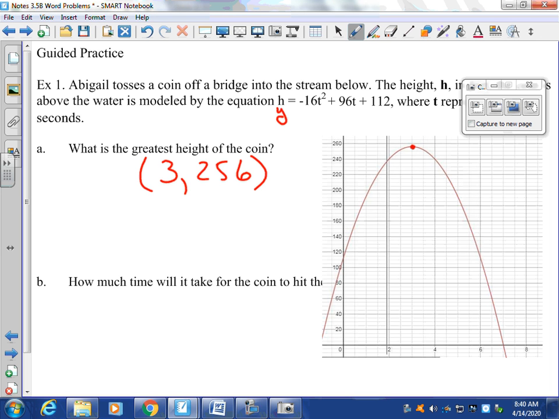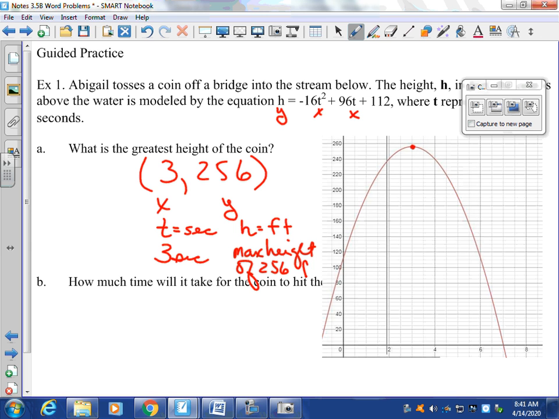Well, first of all, this was y, and these were x's in our problem. And so therefore, this is x, and x represents t in this problem, which is in seconds. So in 3 seconds, y in this problem represents h, and h is in feet. So therefore, in 3 seconds, it got to the maximum height of 256 feet. So that's what we're doing with this one in terms of what that maximum height represents. And so the answer to the question is 256 feet, because that is the maximum height.